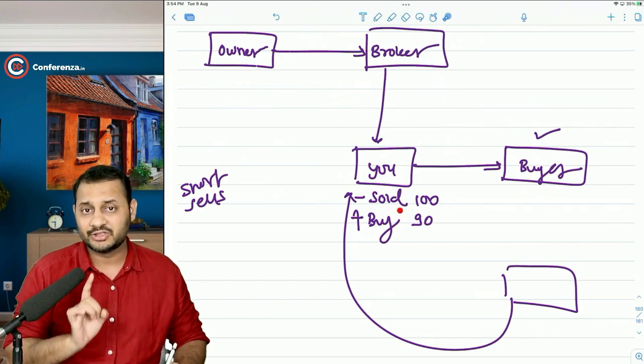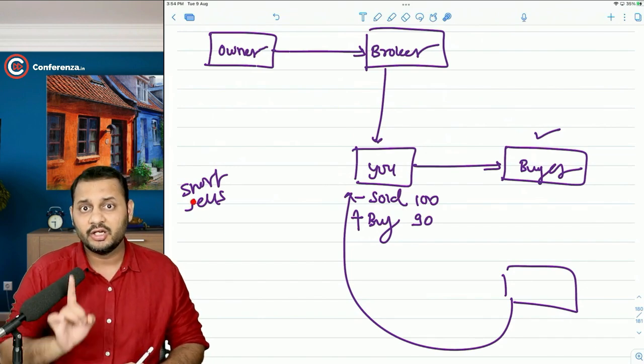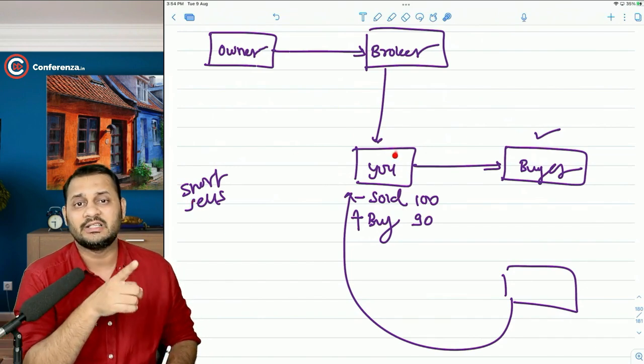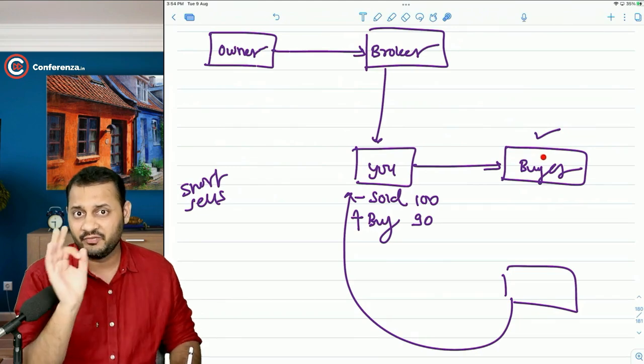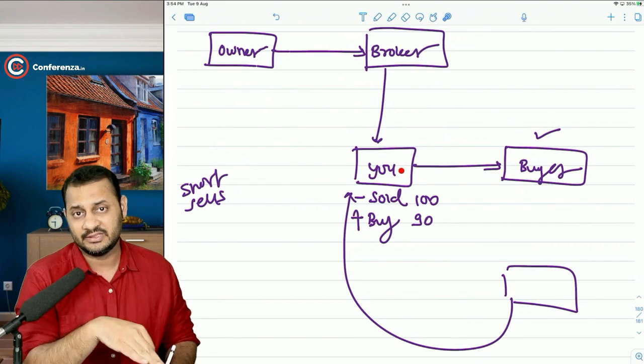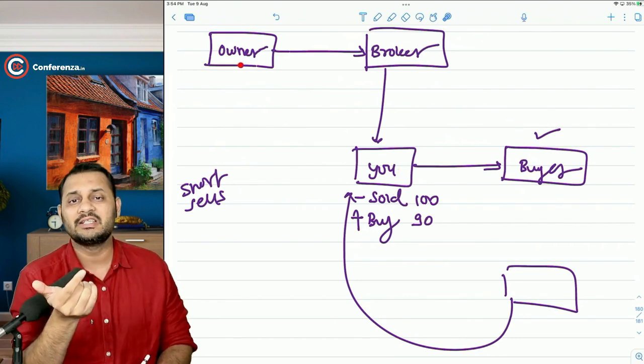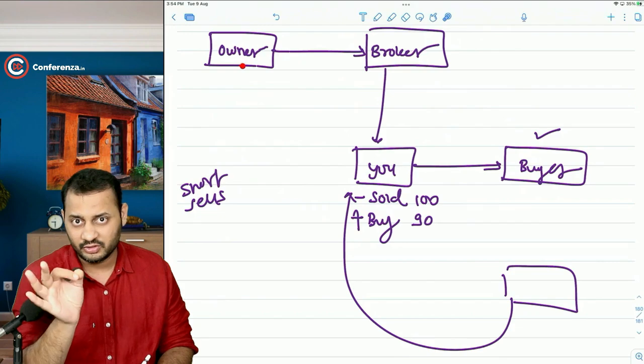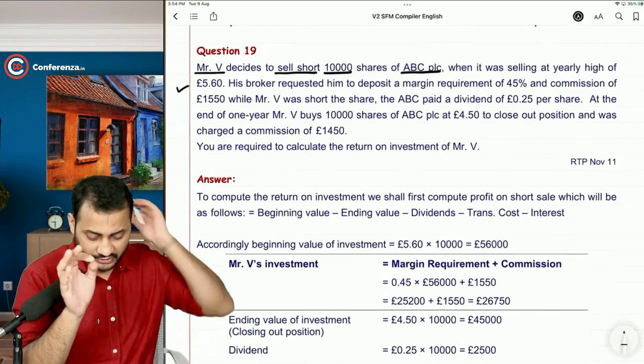When you sell the share in a short sell, dividend will be your expense. When you buy the share, dividend is your income. When you short sell the share, dividend will be your expense. So you will be compensating this owner. Understood the logic of the dividend? Now come to this question.